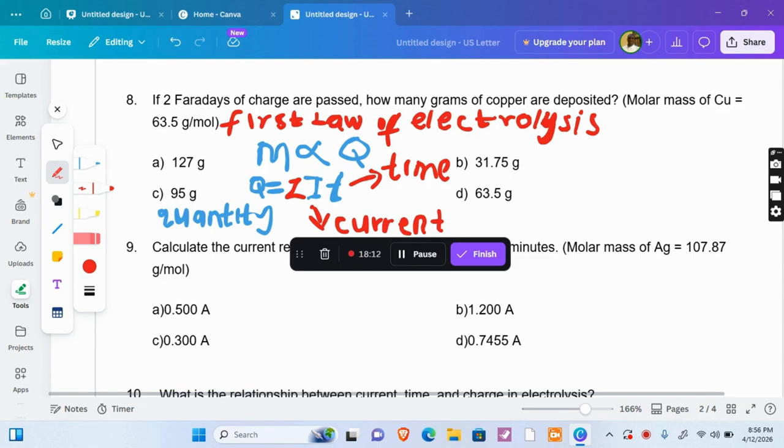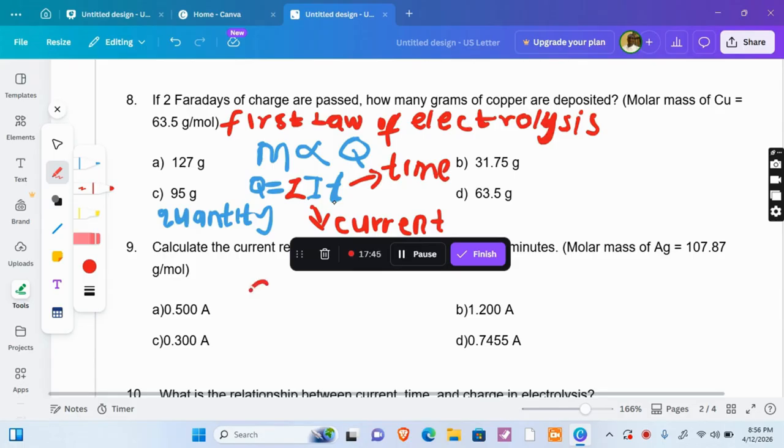When the same quantity of electricity is passed through a solution of different electrolytes, the mass of each of the electrolytes is deposited based on the number of moles of the electrolyte that is liberated during electrolysis. What does that really mean?